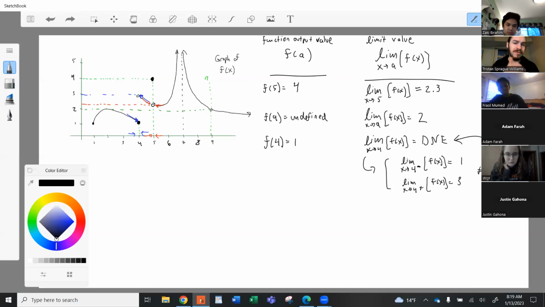The only difference between 5 and 9 is that they're both holes, but with 5, the function does exist. It's just not where you're expecting it to be. It exists, but it's somewhere else. Versus 9, it's just a hole and the function doesn't exist there.